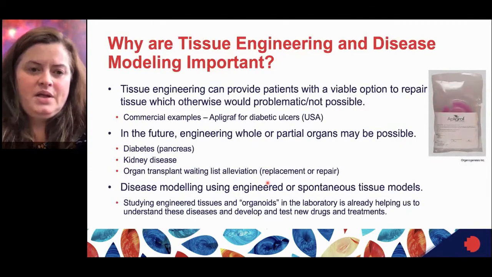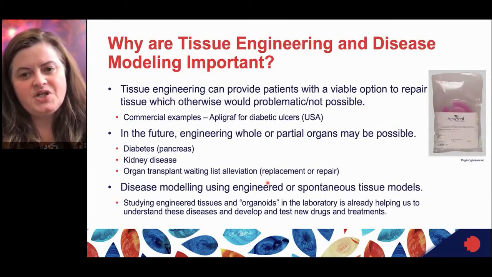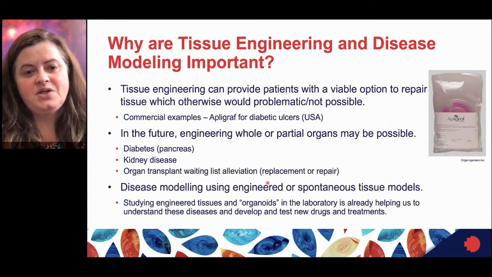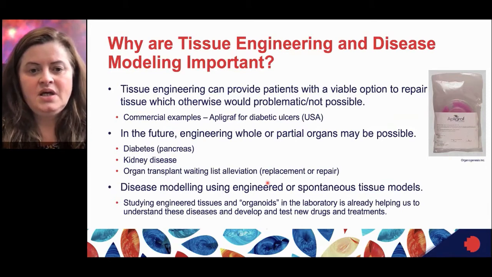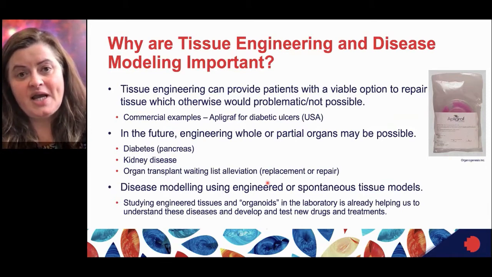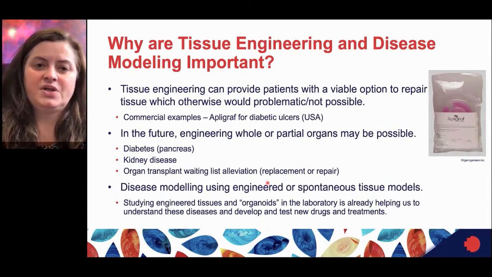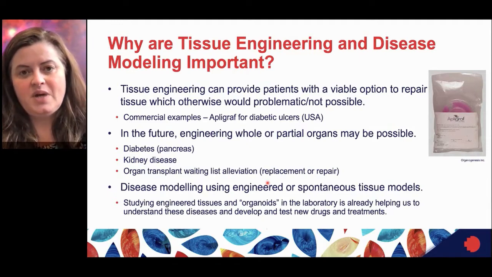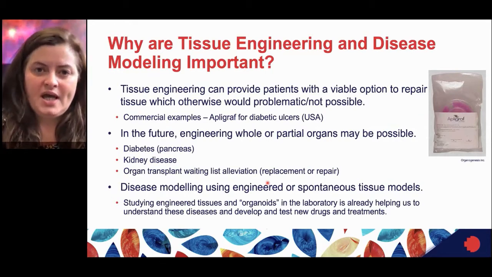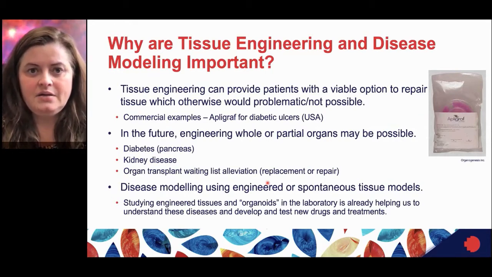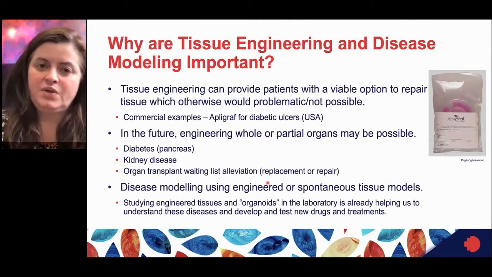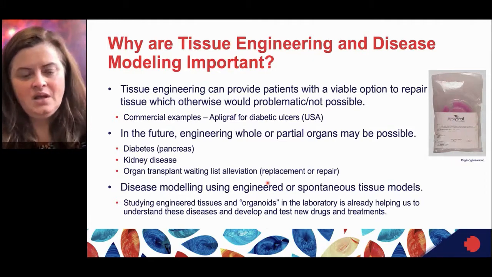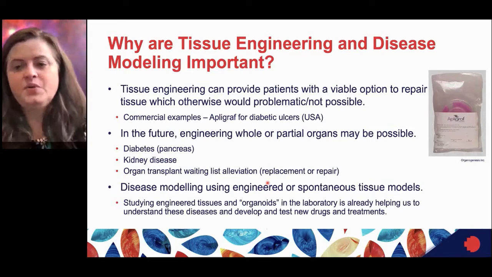So, as I mentioned before, tissue engineering can provide patients with viable options to repair tissue. And one example of that is Apligraf, which is available in the United States. This is an engineered skin graft used to treat diabetic ulcers. It's actually made of a biodegradable polymer mesh, and it has some cells on it that lay down an extracellular matrix scaffold. So this company has used biomaterials as well as cells to make a scaffold that can be used for repairing skin. So this is really quite a simple scaffold.